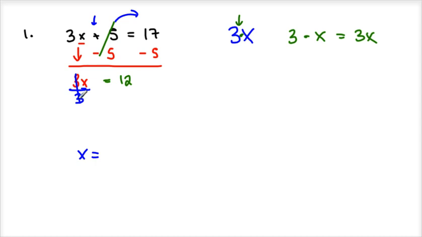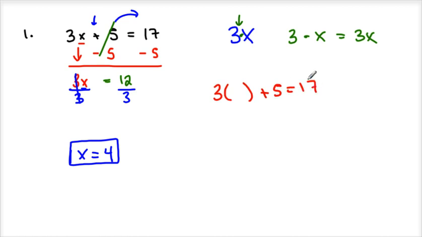3 divided by 3 is 1x, and that's exactly what I want. But I can't just divide the left side by 3, I also have to divide the right side by 3. What I do to one side of the equation, I must also do to the other side. 12 divided by 3 is 4. Rather than writing 1x, I can just write x. So x equals 4. If you want to go back and plug 4 into the equation, 3 times some variable plus 5 equals 17.